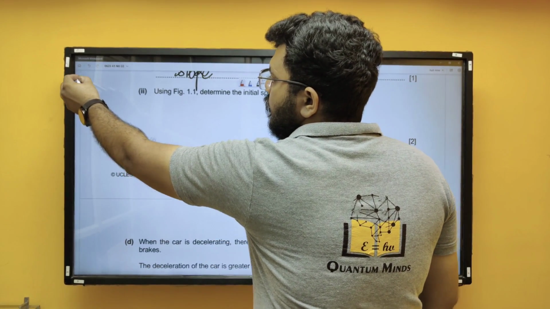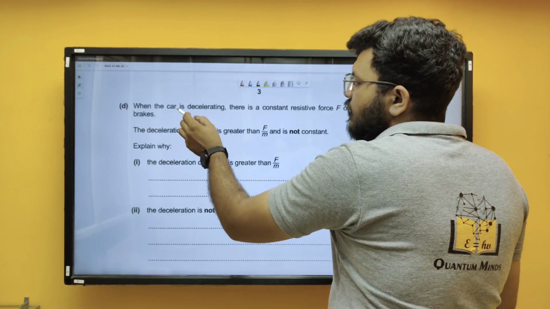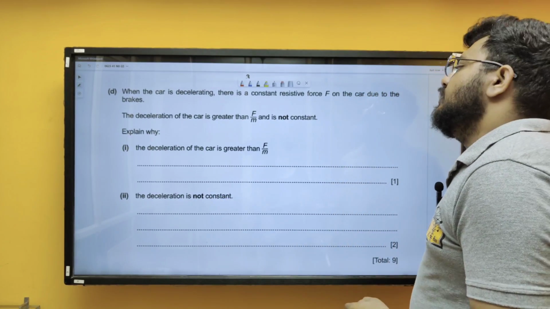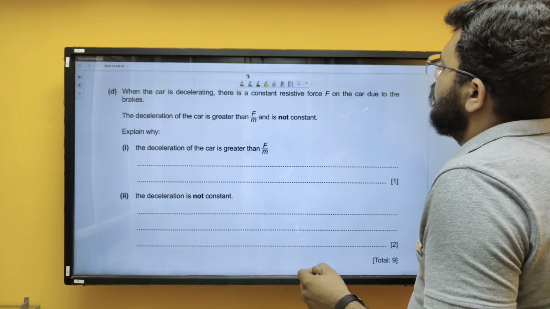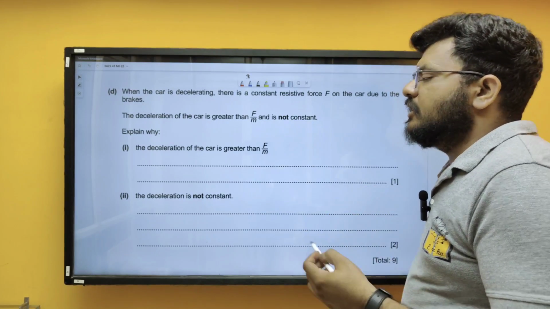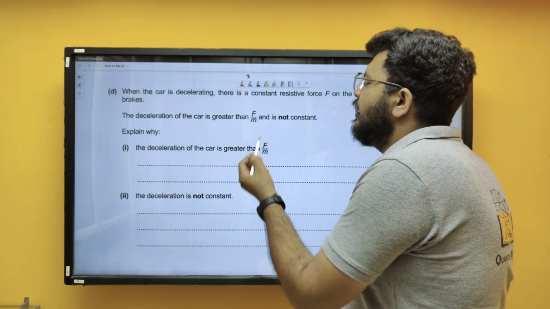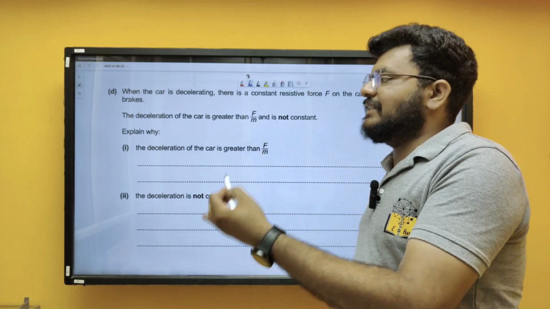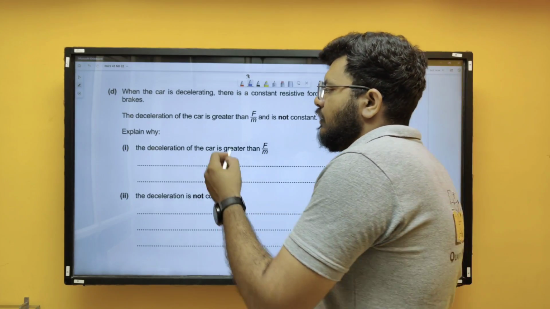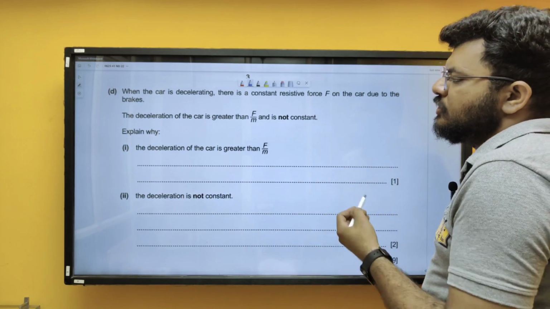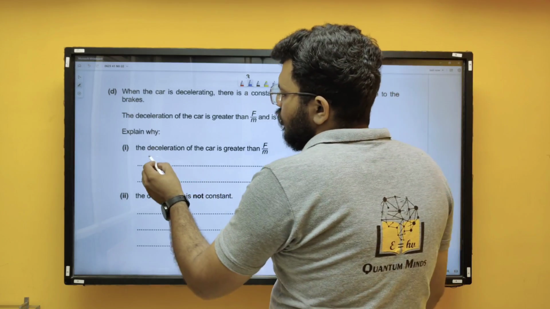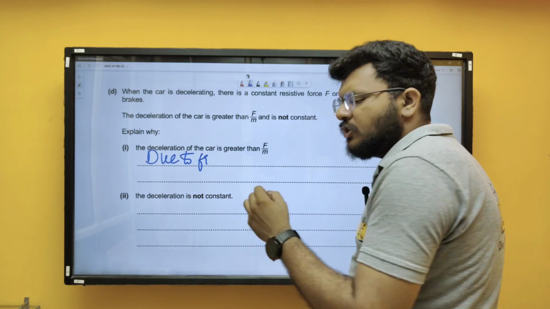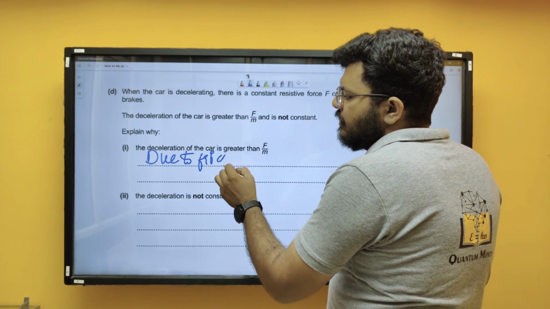Okay, so we have the next part of the question. When the car is decelerating, there is a constant resistive force F on the car due to the brakes. The deceleration of the car is greater than F by m and is not constant. So this force changes with its acceleration. Explain why the deceleration of the car is greater than F by m: due to friction on the tires, right?